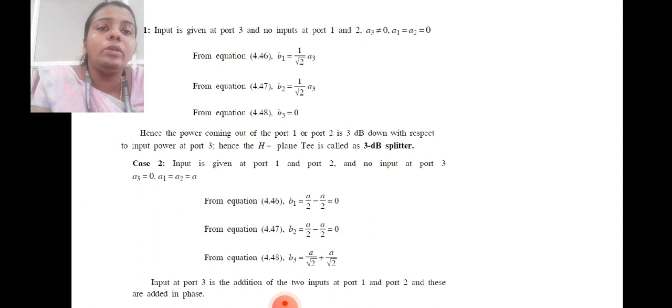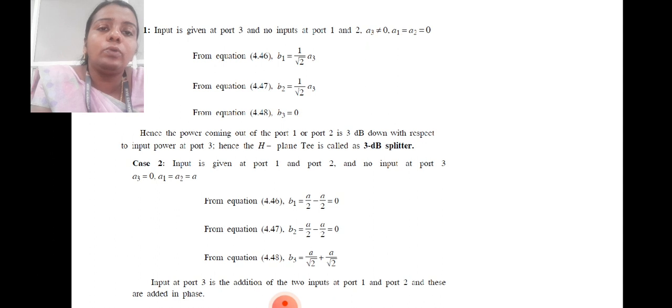Hence the power coming out from ports 1 and 2 is 3 dB down with respect to the input at port 3. Hence this H-plane T is also called a 3 dB splitter. Similarly, in the second case, the input is given to ports 1 and 2 and no input at port 3. So A3 will be equal to 0, and A1 and A2 will be equal to A.